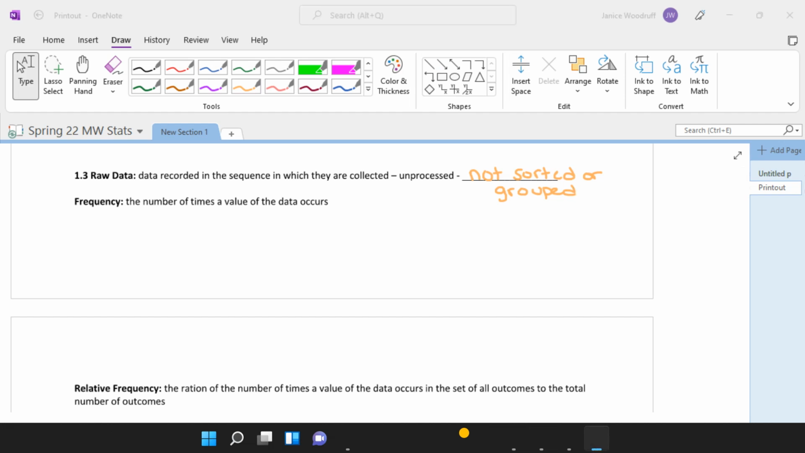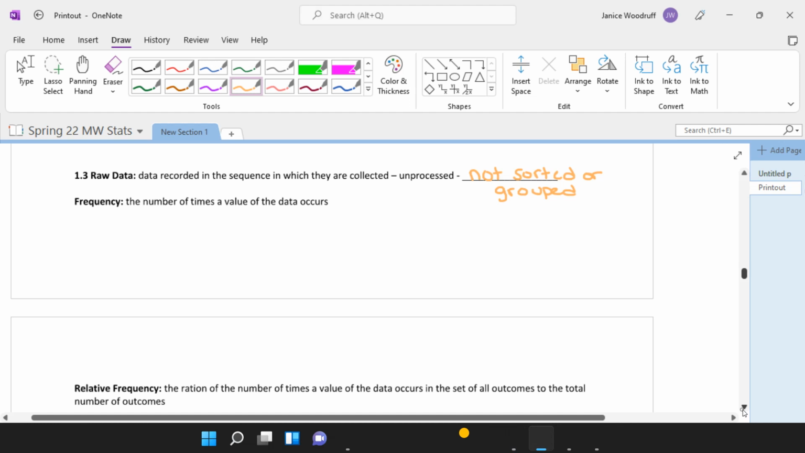Now, when I'm collecting those pieces of data, sometimes there are repeats in the data as I'm going through it, and that is going to be the frequency of that data. So the frequency is just how many times the data occurs.